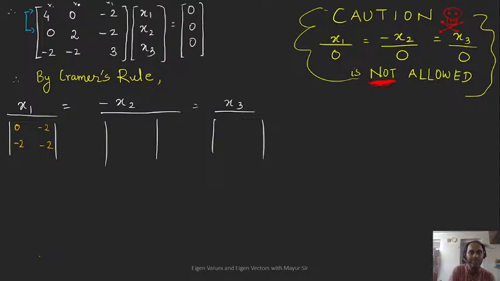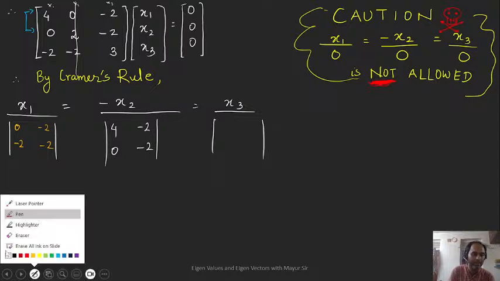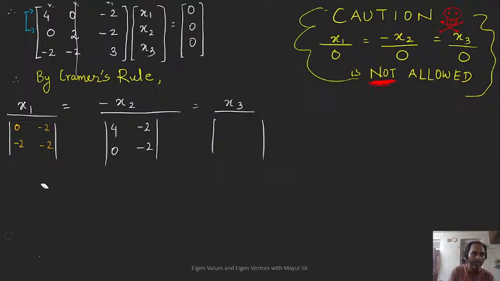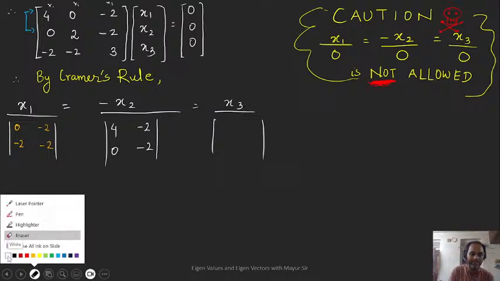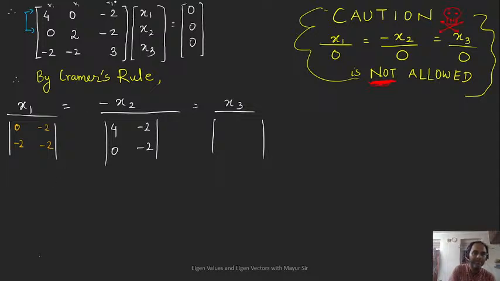So when x2 is there, you delete the second column. When you delete the second column, what do you get? The first two rows are fixed, so here it is 4, 0, -2, -2. Now for the third case, you erase the column of x3. So when you erase the column of x3, what do you get? 4, 0, 0, 2. Okay, 4, 0, 0, 2. This is what you get.